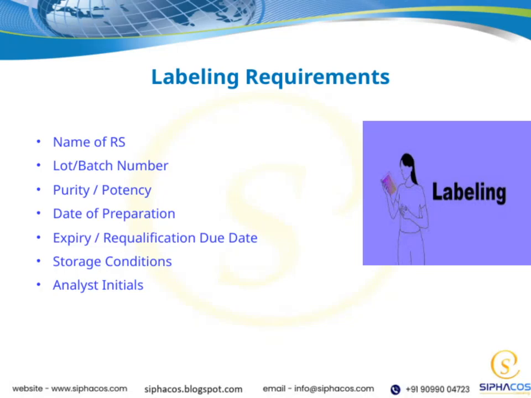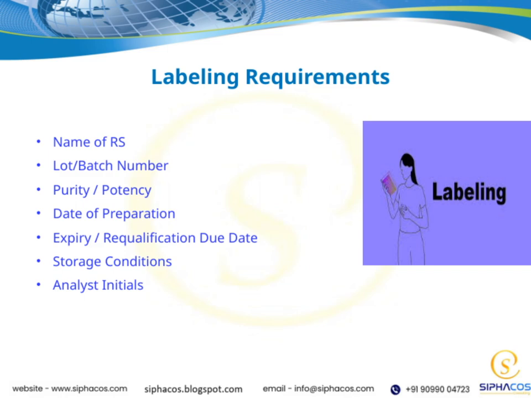Let's go through some of the key labeling points that are essential for proper sample management. First, the name of RS, or reference standard, should be clearly identified. This helps ensure we're always using the correct standard in our testing. Next is the lot or batch number, which is crucial for tracking the specific production batch of the standard. It allows us to trace back and verify the exact source if needed.